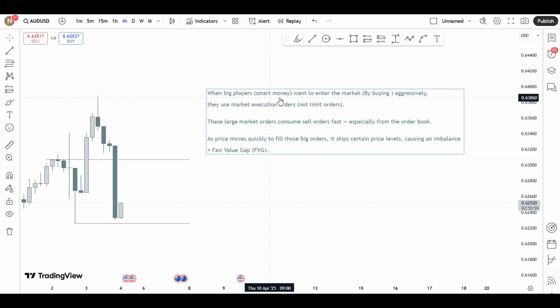When the big players, smart money, want to enter the market, let's say they want to buy aggressively, they use market execution orders, not limit orders. So when these large market orders consume all sell orders fast from the order book, price moves quickly to fulfill those big orders, it skips certain price levels causing an imbalance, and that is what we call in our trading industry fair value gap.